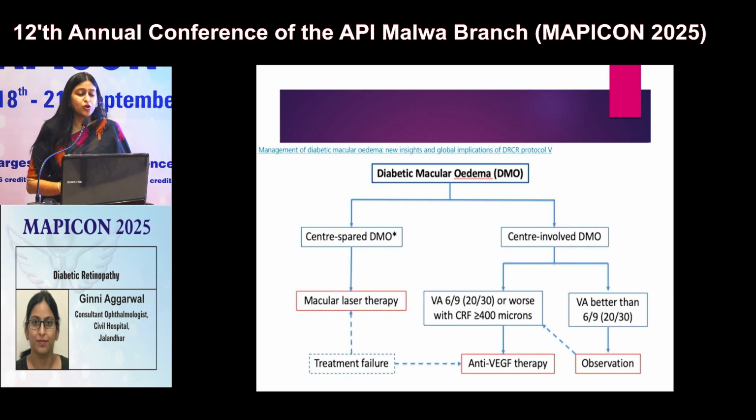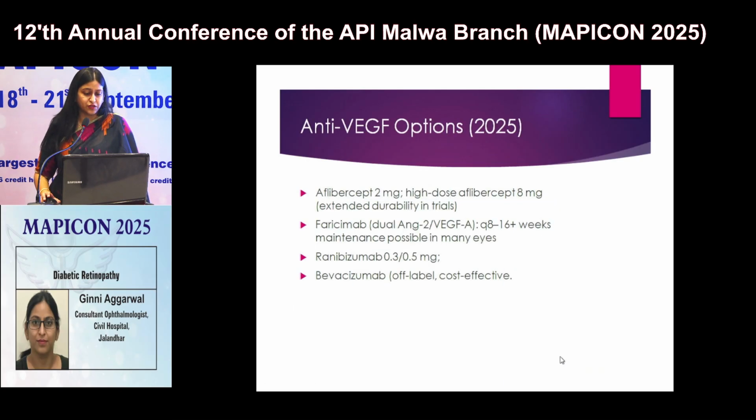The most common cause of vision loss in patients with diabetes is macular edema. If it is center sparing, go ahead with laser. The laser settings are very low parameters. And if the center is involved, now this gets very tricky. Here, if the vision is 6/6 or 6/9, the patient is satisfied, then do not do anything, kindly observe. If the patient's vision is less than 6/9, we have to go ahead with anti-VEGF therapy.